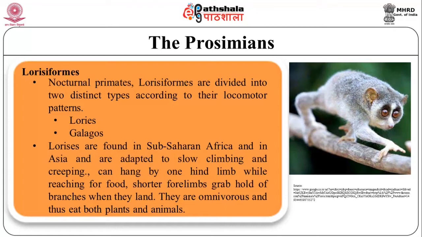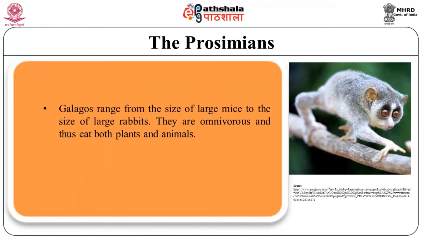Galagos, by contrast, leap gracefully through the trees, taking long kangaroo-like hops with their strong hind limbs. Their shorter forelimbs are used to grab hold of branches when they land. They can easily leap from one vertical support to another. Galagos range from the size of large mice to the size of large rabbits. Like the lorises, they are omnivorous and thus eat both plants and animals.